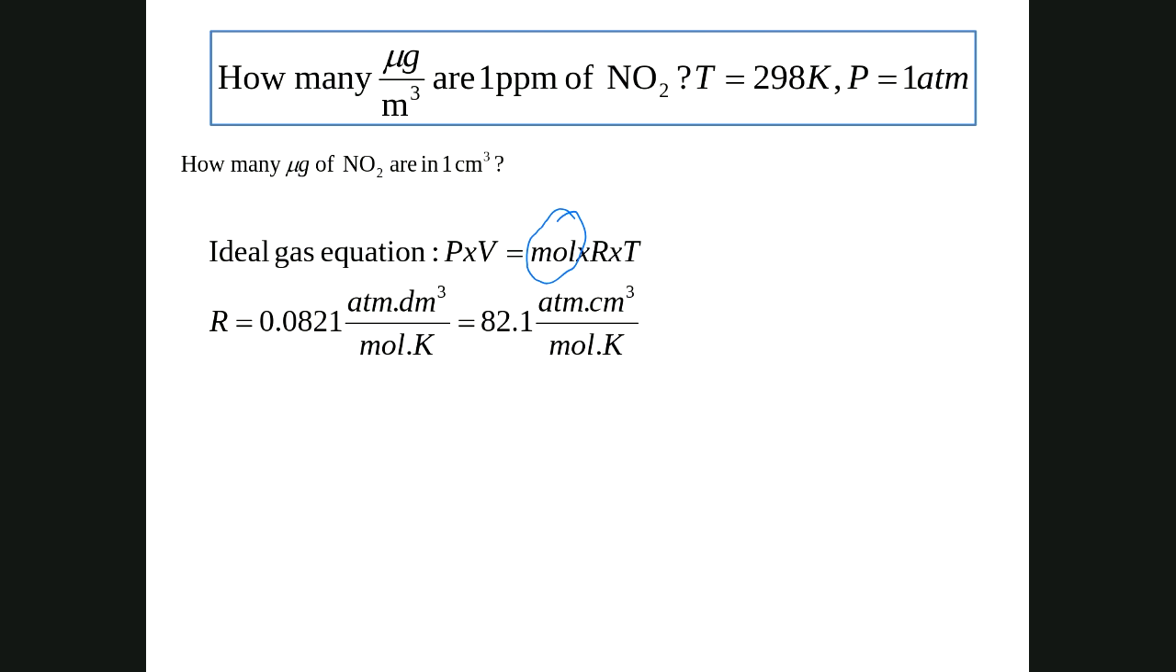The ideal gas constant is tabulated, is 0.0821 atmospheres per cubic decimeter per mole per Kelvin. And what I've done here is, because I don't want to have the cubic decimeter, I'm interested in all my units coming out in cubic centimeters, I've converted cubic decimeters into cubic centimeters. And the way to do that is just by knowing that there are 1,000 cubic centimeters in 1 cubic decimeter. So I've converted the R constant to 82.1 atmosphere cubic centimeters per mole per Kelvin.